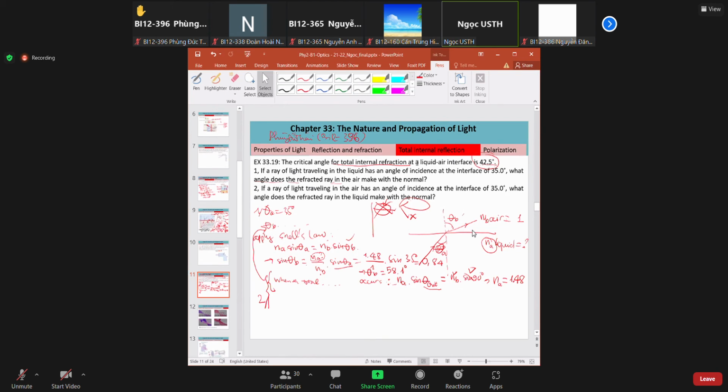So you see, as I explained before, total internal reflection is nothing but a special case of refraction, right? It's just a special case. So you just need to apply Snell's law because there's nothing more. Just one equation for you to remember about the phenomenon: Snell's law. Okay, someone can solve this problem? No one?